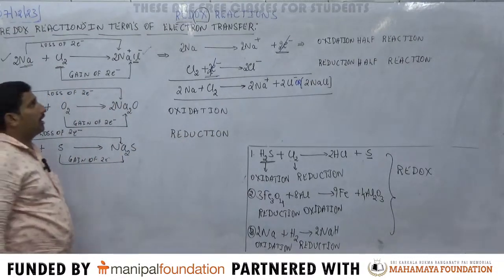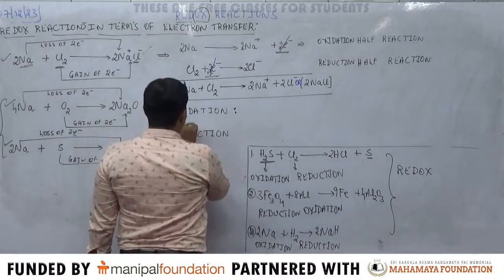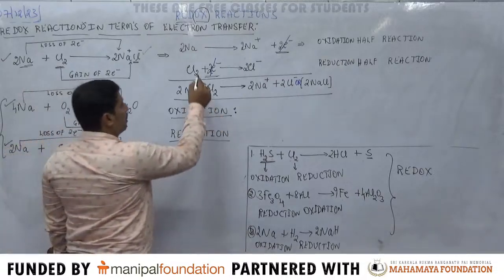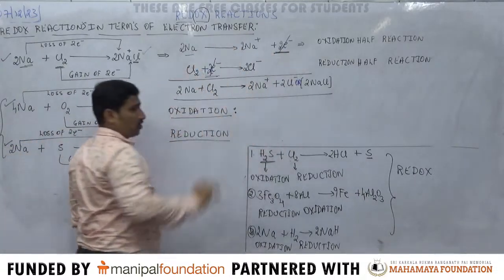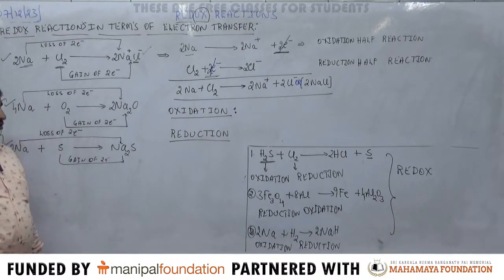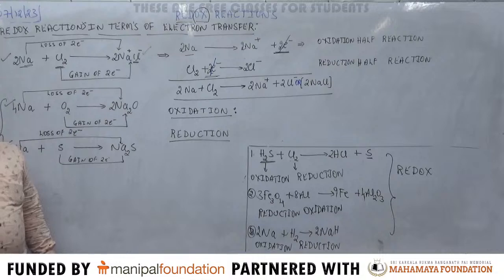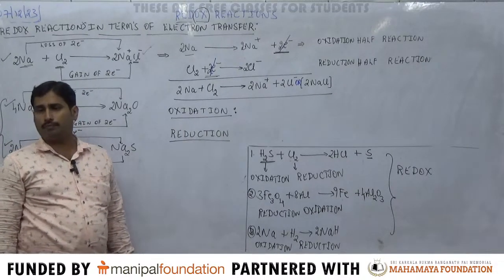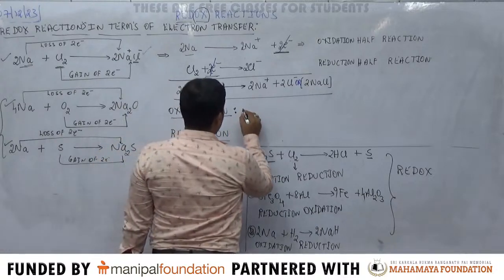In terms of electron transfer, how can we define oxidation and reduction? Oxidation is a loss of electrons. So loss of electrons or the donation of electrons is oxidation. Write the side heading oxidation: loss of electrons or donation of electrons is oxidation. So oxidation is a loss of electrons.